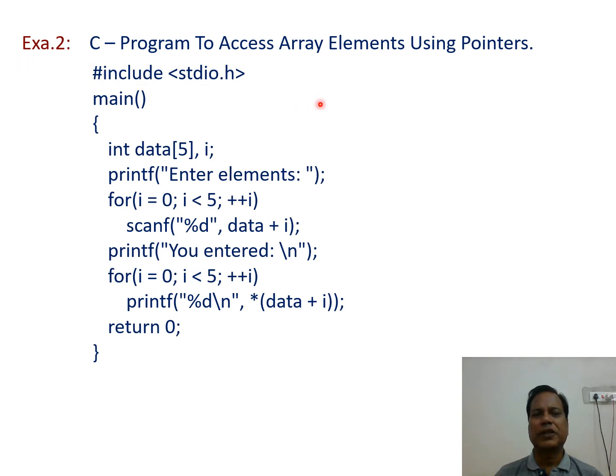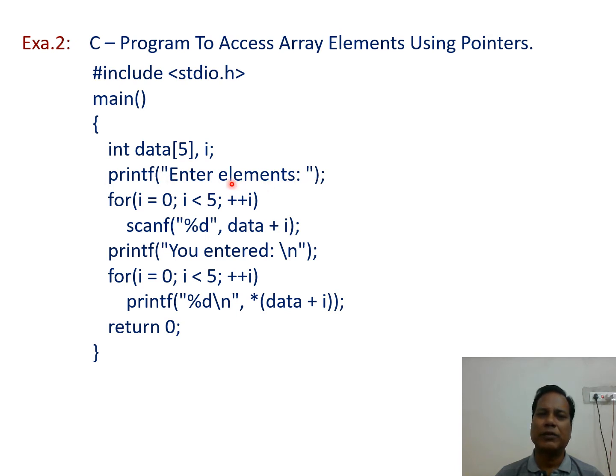Now let us take the second example. In this example, a C program to access array elements using the pointer. It is very much similar to the previous program. The first statement of the main function declares an integer array data that can store 5 elements and also an integer variable I. Then the second statement is a message for the user, enter elements.